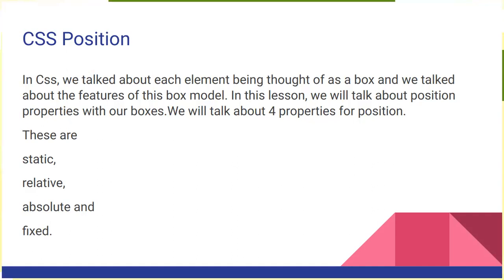When it comes to the position of an element in CSS, we can handle it with four position properties: static, relative, absolute, and fixed. Static means it will be statically in its position. Relative means from the position where it's supposed to be rendered in your parent container, how much it gets offset from there.